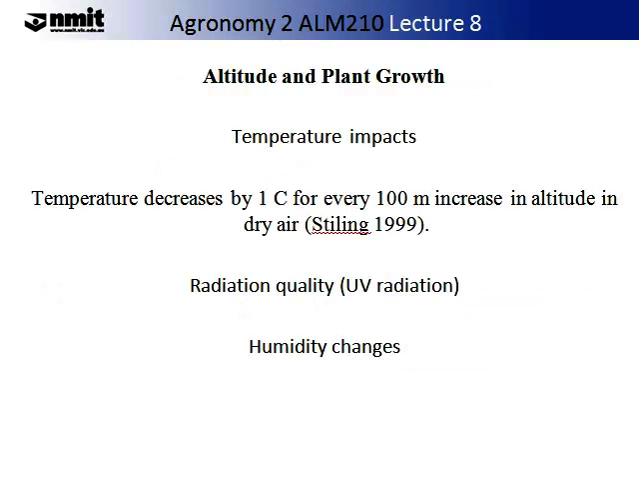The altitude or elevation of the land with respect to the level of the sea surface influences plant growth and development primarily through temperature effect. The relationship of this abiotic factor to temperature is similar to that of distance from the equator to the Arctic poles. According to Sterling in 1999, temperature decreases by 1 degree for every 100-meter increase in altitude for dry air.